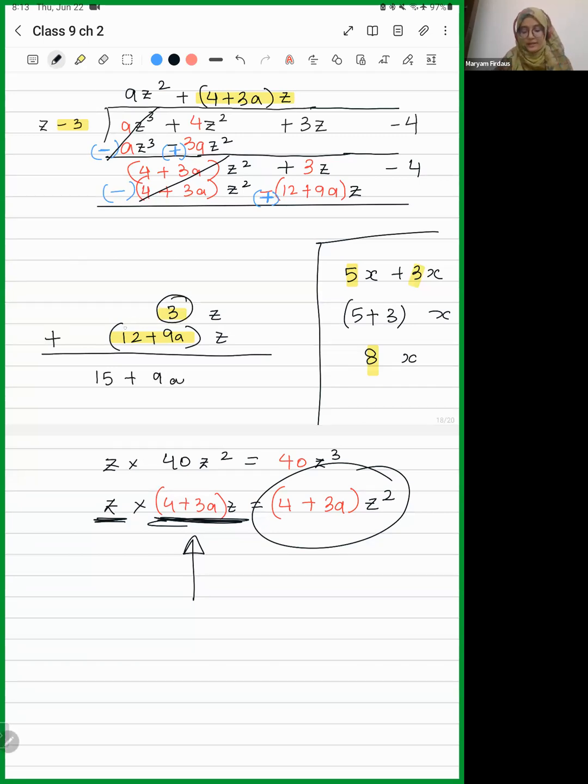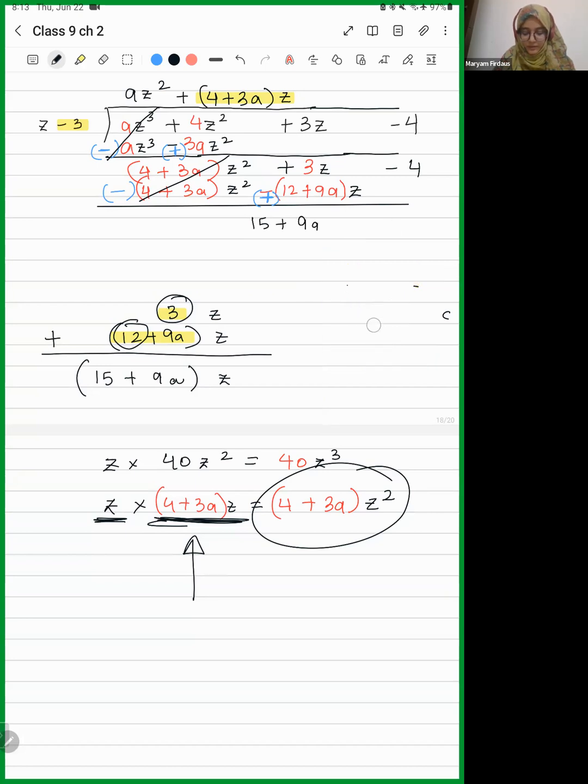Because 3 and 12 can be added, just like 5 and 3 can be added. But we cannot add 9a because it is an unlike term. It's a different kind of term. So 15 plus 9a, and after that we put the z, just like over here where we inserted the z. So we write 15 plus 9a, z. And then we're just going to bring down the minus 4.